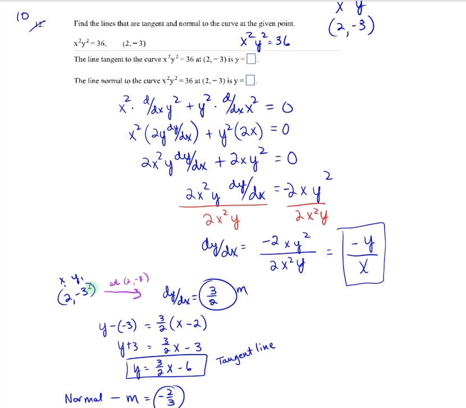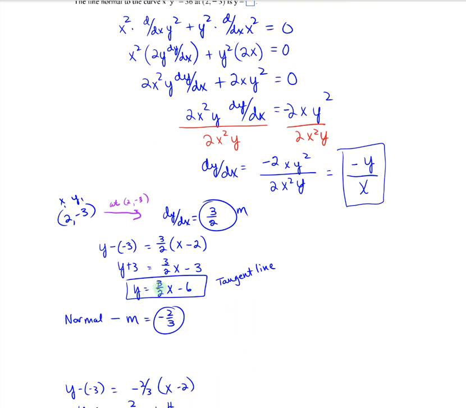And the point that they gave you was 2, negative 3. So at 2, negative 3, dy dx is negative of this, so that's a positive 3 over 2. That gives me my slope. This is going to be the slope of the tangent line. So using this point and this slope, we use our point slope form and we get the tangent line y equals 3/2 x minus 6.